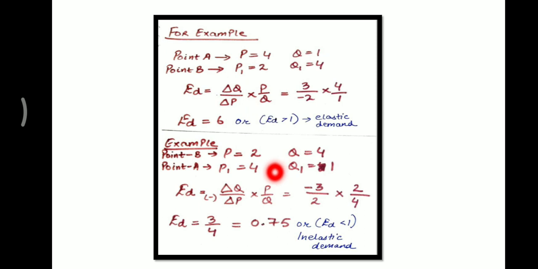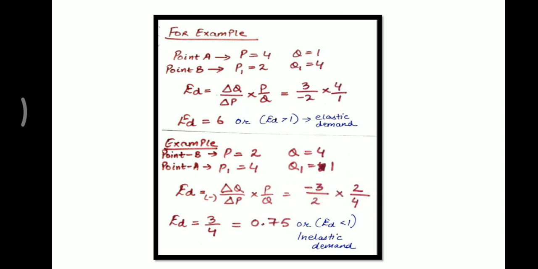In this next example, we are moving from point B to A. Putting these values again in this formula, the elasticity comes out to be 0.75, which is inelastic demand. So when I move A to B, it is 6. When I move B to A, it is 0.75. So we are getting different elasticities.